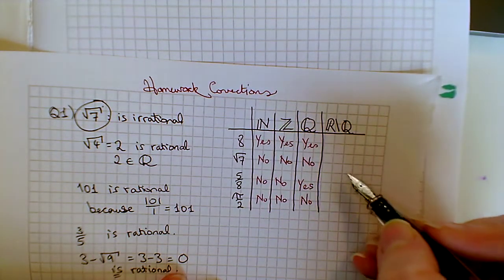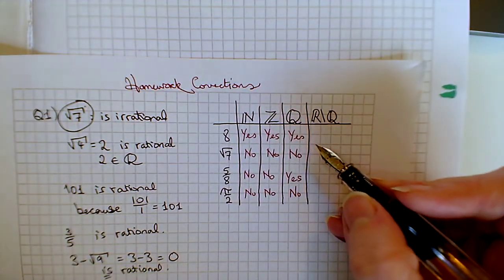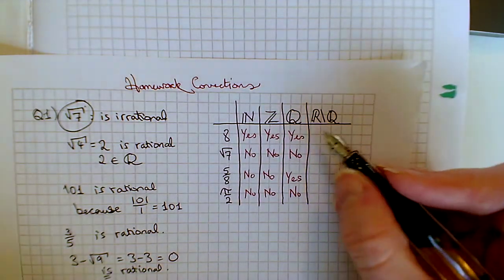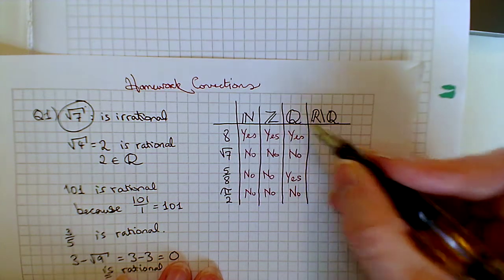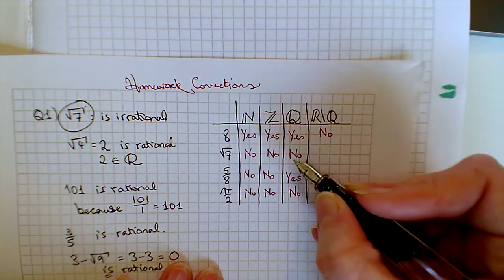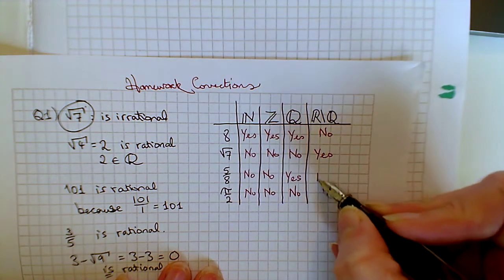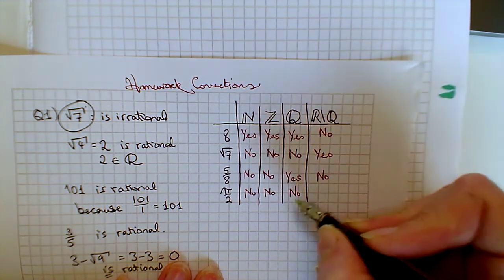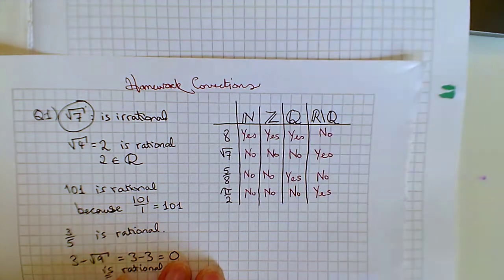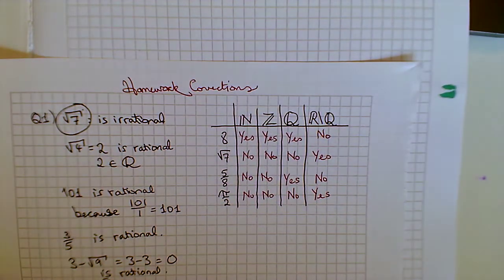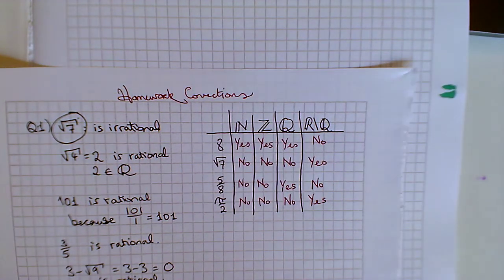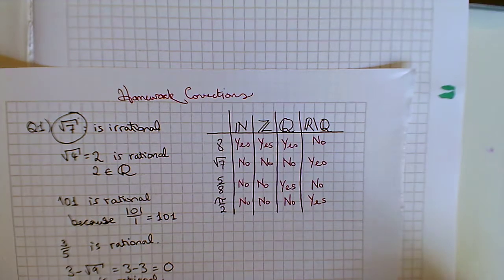Now these two are opposite. So if it's in Q, it can't be in R less Q. If it's rational, it can't be irrational. If it's not rational, it must be irrational. And that's how we fill out that table. And that's a kind of question that has come up quite a bit on the exam papers in the past.